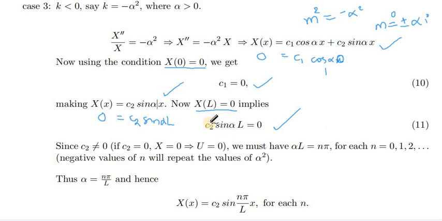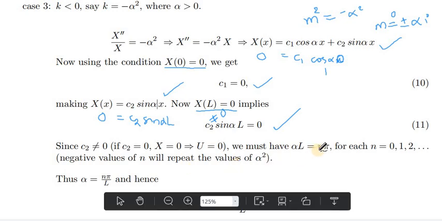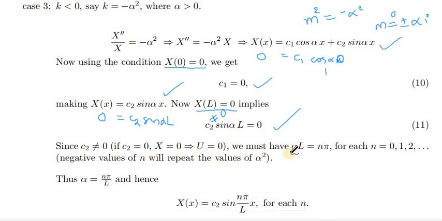So you cannot have c2 equal to 0. So c2 is not equal to 0. Therefore sin alpha L must be equal to 0. Sin alpha L equal to 0 means alpha L will be an integer multiple of pi. So alpha L is equal to n pi for each n equal to 0, 1, 2, 3, etc.